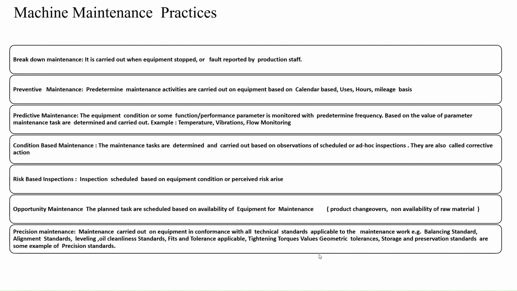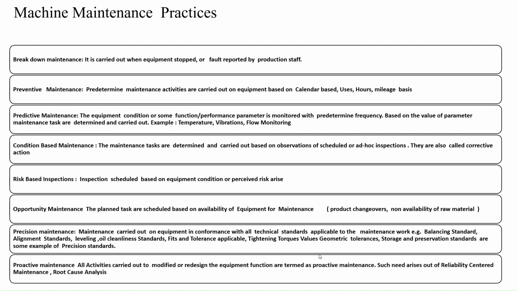Proactive maintenance. A maintenance strategy focused on modifying, redesigning, or improving equipment functionality to enhance reliability and prevent future failures. This approach is driven by principles such as reliability-centered maintenance, RCM, and root cause analysis, RCA, ensuring long-term equipment effectiveness.